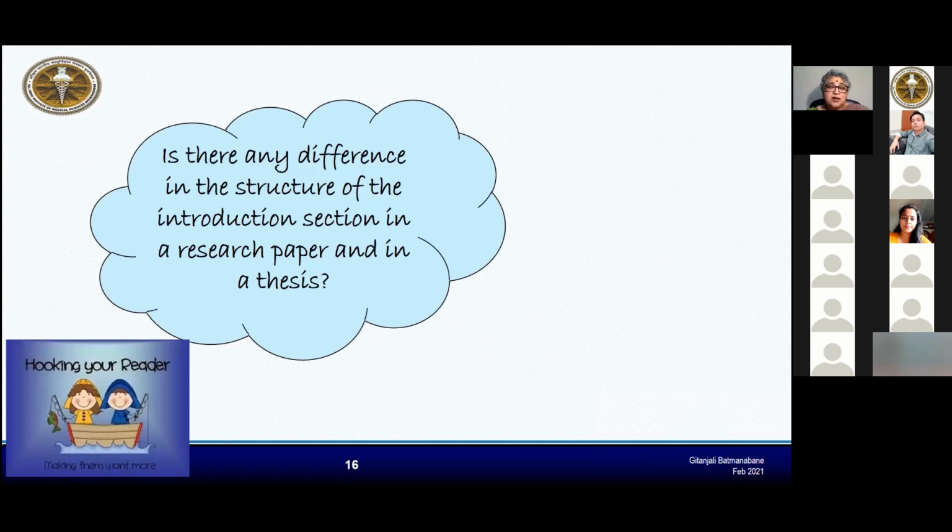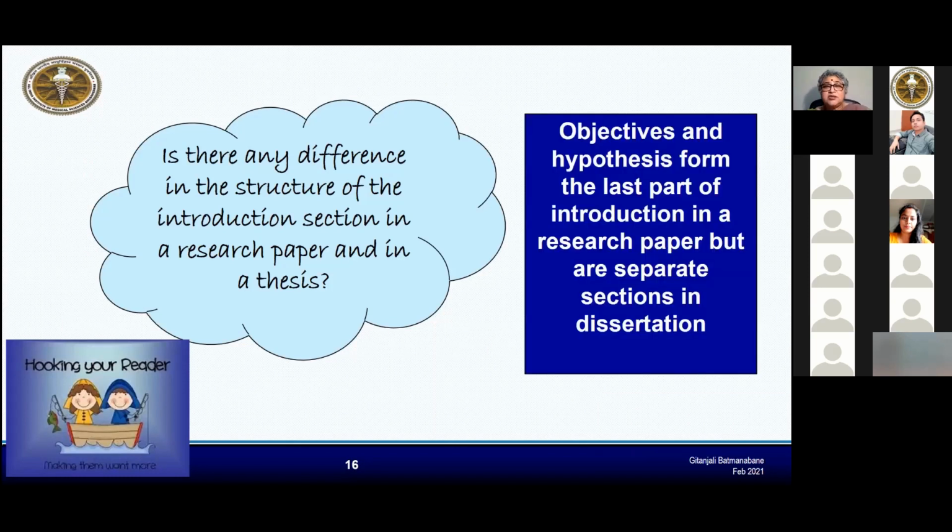Is there a difference in the structure of the introduction section in a research paper and a thesis? The answer is obviously yes, because in a research paper or a manuscript which you are submitting to a journal, objectives and hypothesis will form the last part of the introduction. Here, objectives are separate. There's a separate section in the dissertation or thesis, so this should not come into your introduction for a thesis.